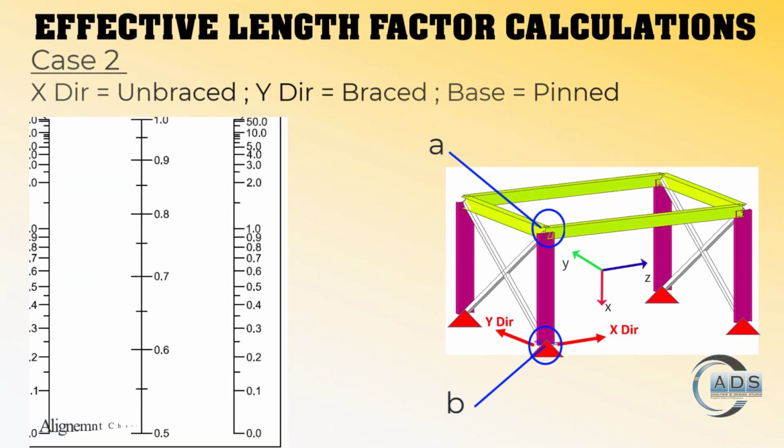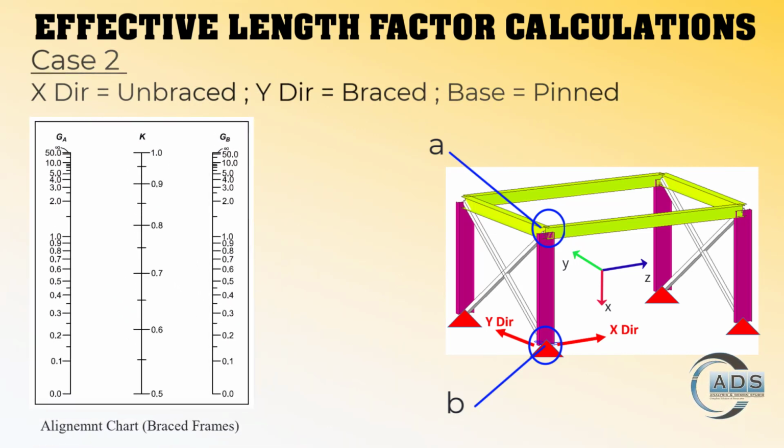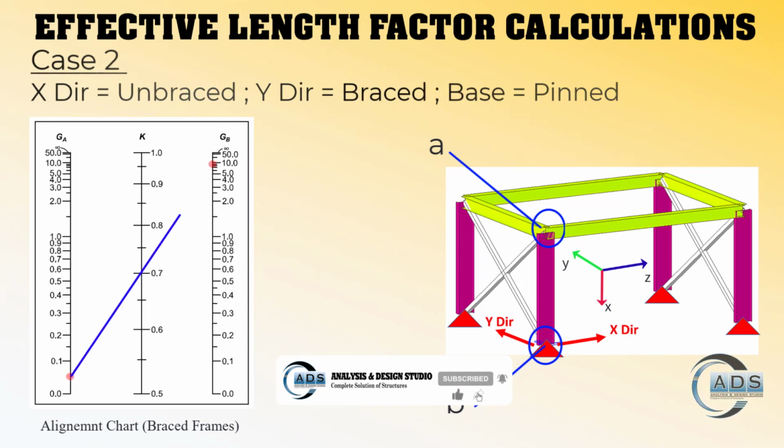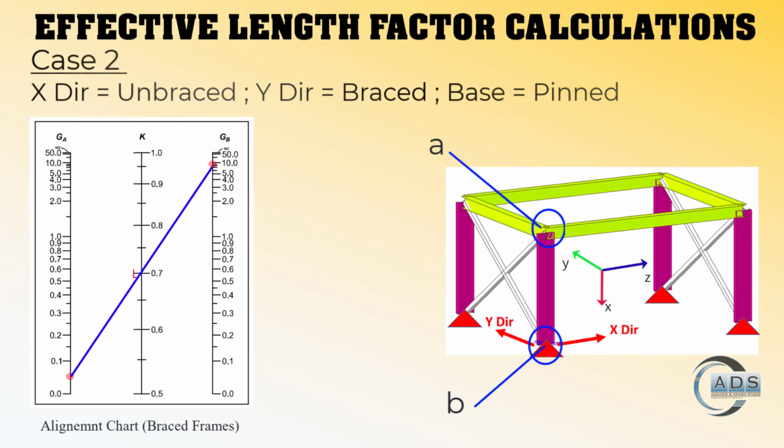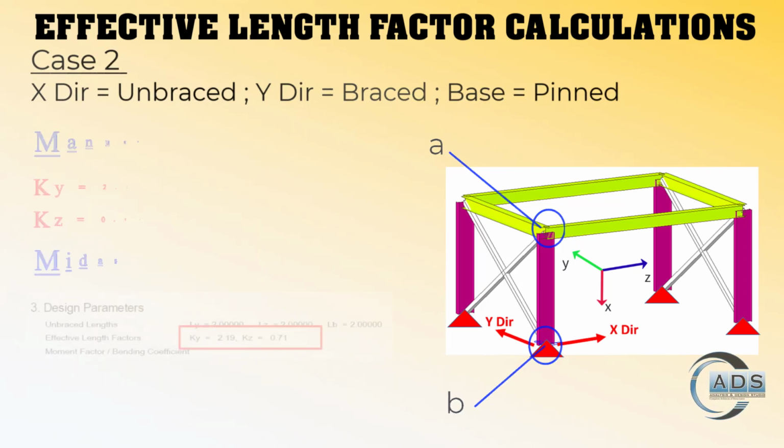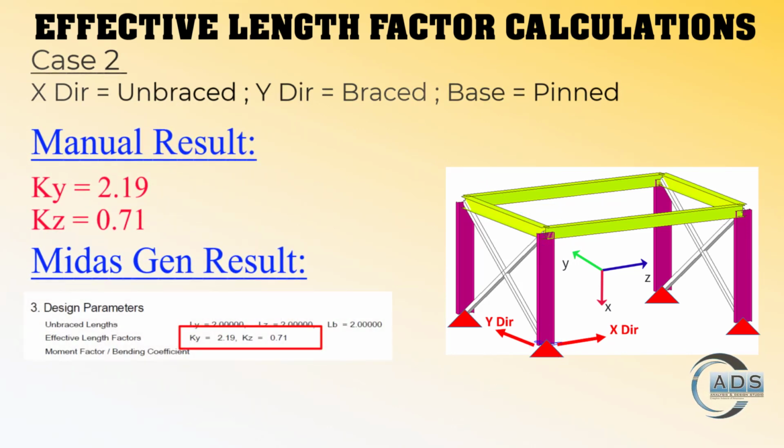Now let's go to the alignment chart. Since this frame is braced, we have to look into the alignment chart for the braced frames. Mark GA and GB on the respective scales and join the points by a line. We can see that mid of 0.7 and 0.8 is 0.75 and the intersecting point is nearly about 0.71, hence KZ is 0.71. Midas Gen also calculated nearly about the same values.